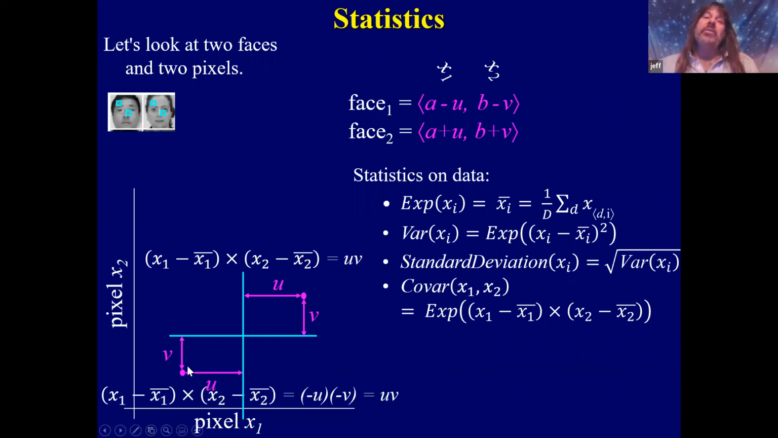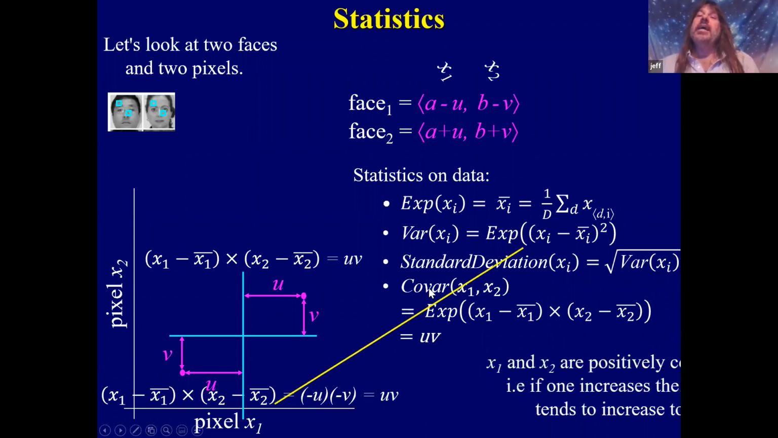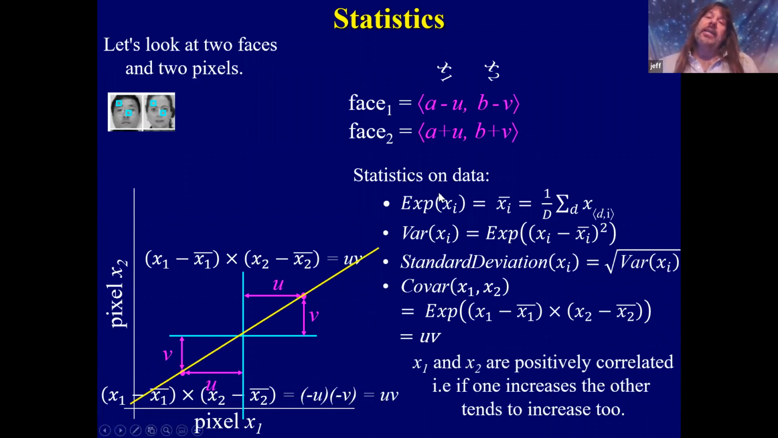And what about this point down here? Well, the first one is deviating by negative u, and the second one is deviating by negative v. So we take the product there, and you get positive uv again. Even though each of them is deviating in the opposite direction, you take the product of these two negatives, and you get a positive. So the covariance is uv, and that's because the two are positively correlated. You can see when one is big, the other tends to be big, and when one is small, the other tends to be small. That's the covariance between these two.